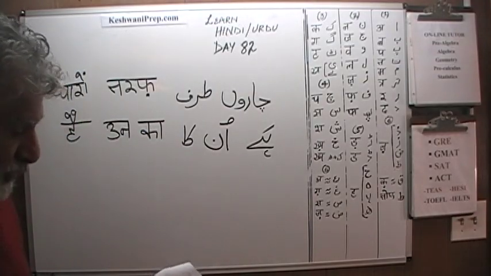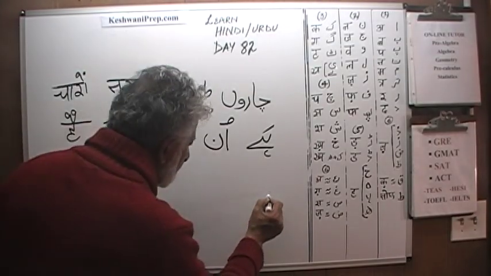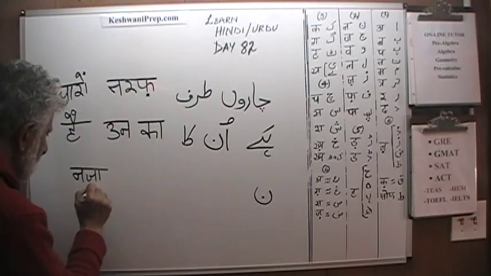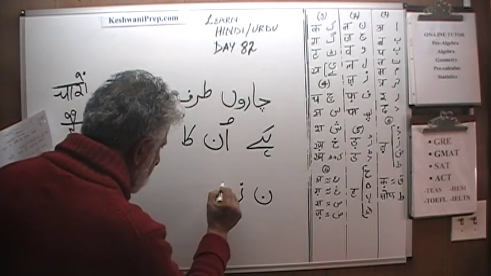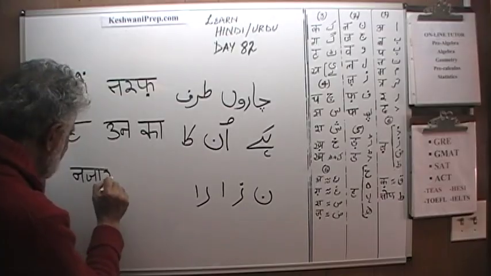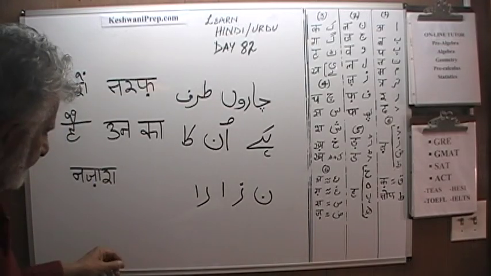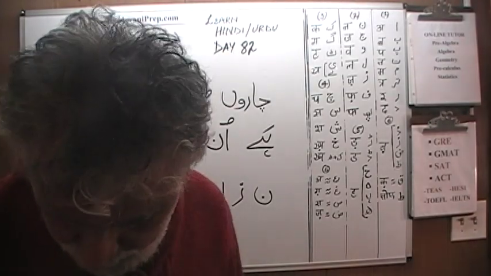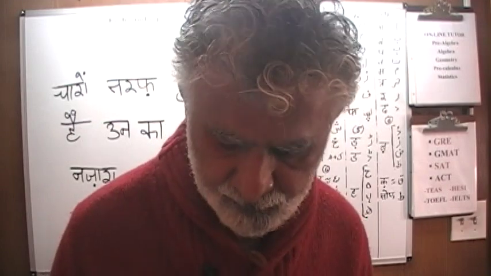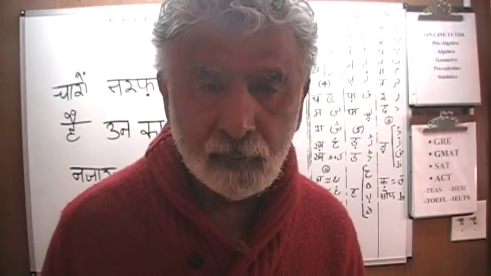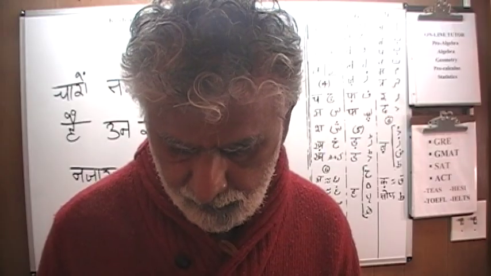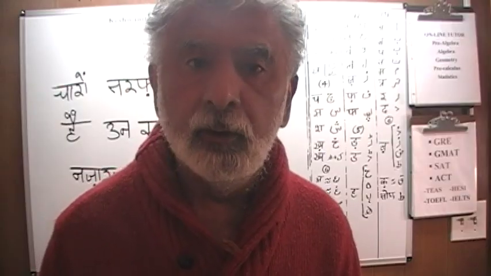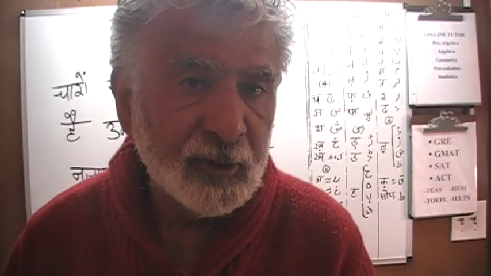And then the last word is a vocab word. The word is nun, na, za, and then ra. Nazara. As far as the Hindi spelling is concerned, we are done. There is nothing to it. Hindi is very straightforward, very simple. चारों तरफ है उनका नज़ारा. There you go. As far as the Hindi spelling is concerned, it's done, it's simple, it's over.